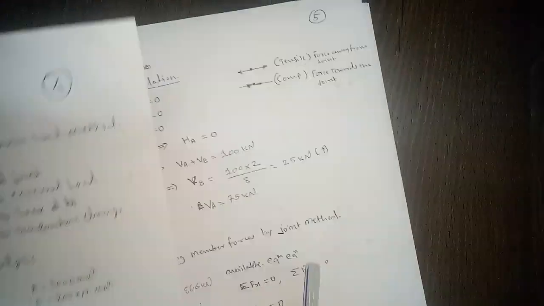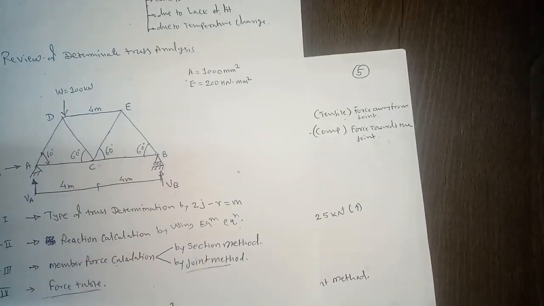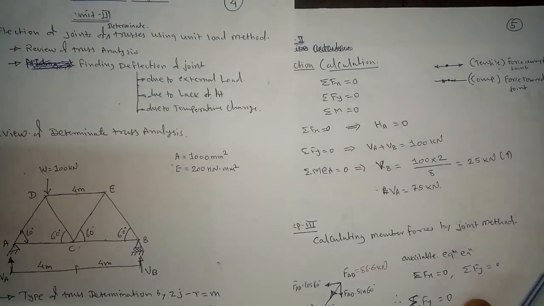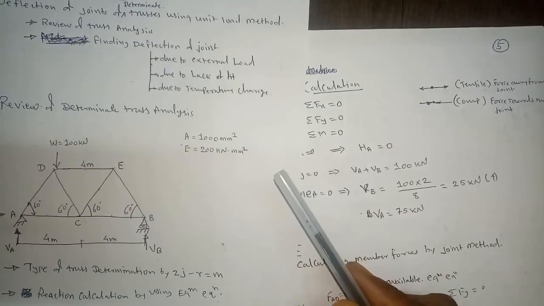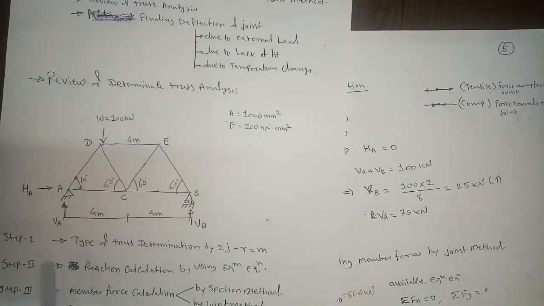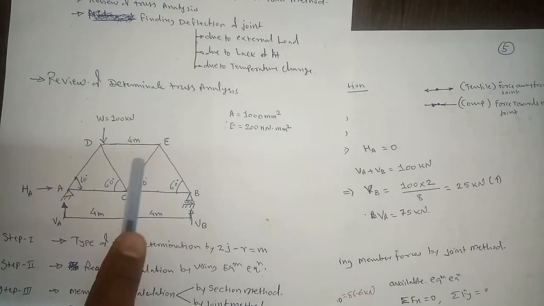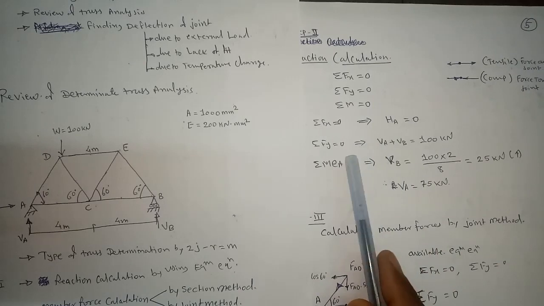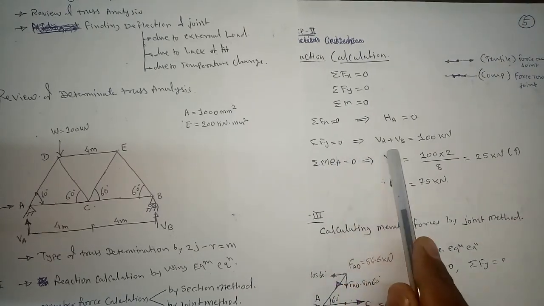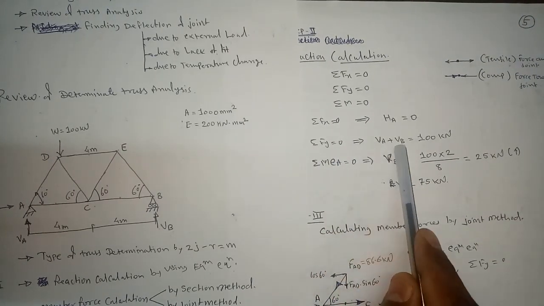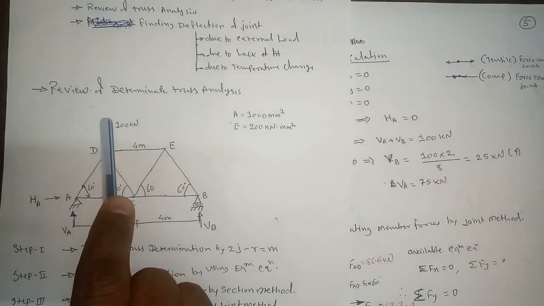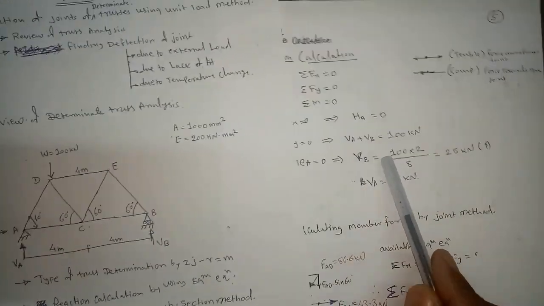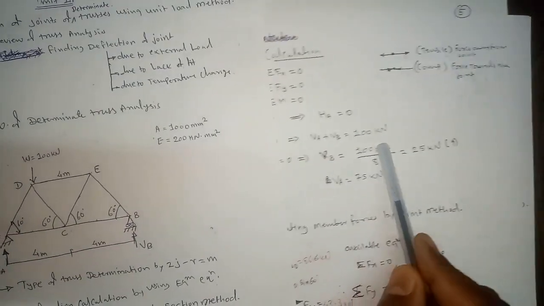I hope it is visible. Okay, so here summation of all horizontal force is equal to 0. There is no other horizontal force, so therefore this HA should be 0. The next, summation Fy equal to 0, so addition of all the vertical forces should be equal to 0. So here you have this one vertical force, the external load, and these 2 reactions. So that's how VA plus VB equal to 100.